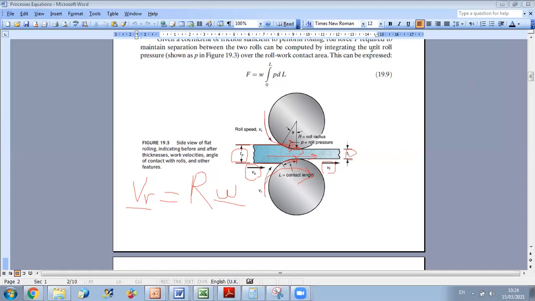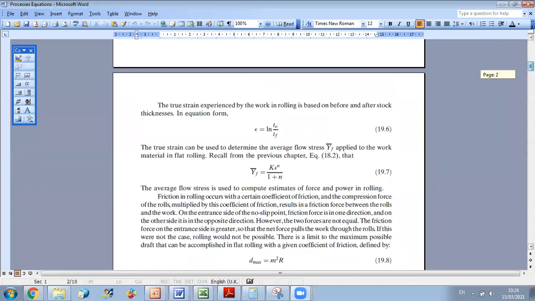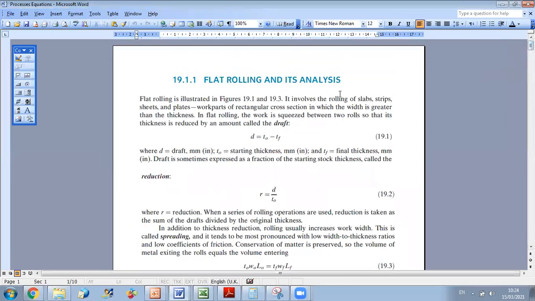Okay, so to start with, we will do an analysis on flat rolling. Flat rolling, which is illustrated in the figure, involves the rolling of slabs, strips, sheets, and plates, or in general, any work part of rectangular cross-section in which the width is greater than the thickness. In flat rolling, the work is squeezed between two rolls so that its thickness is reduced by a certain amount, which is called the draft. The draft is calculated by the following formula as the starting thickness minus the final thickness.